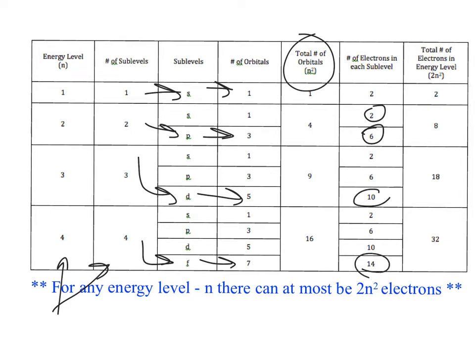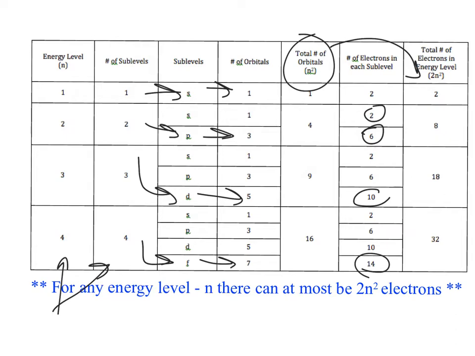Every f can have 14, which means not only can you count the total number of orbitals, you could also potentially count the total number of electrons per energy level maximum. And that's really important. I'm saying maximum. You could have less depending on the situation. We'll deal with that later. Okay. Now you could memorize that it's really just 2 times n squared, because 2 electrons per orbital.